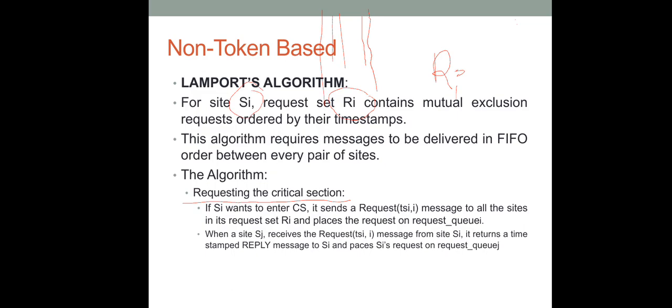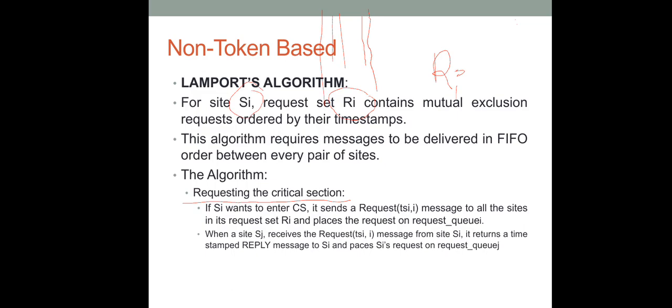The first is how to request for the critical section. The second part is when a processor will be allowed to enter the critical section, that is, execute the critical section. And the third part is when the processor has finished the execution of the critical section, what are the things that the processor, or other processors, will have to do while releasing the critical section. So similarly, in the Lamport algorithm also we have three different phases.